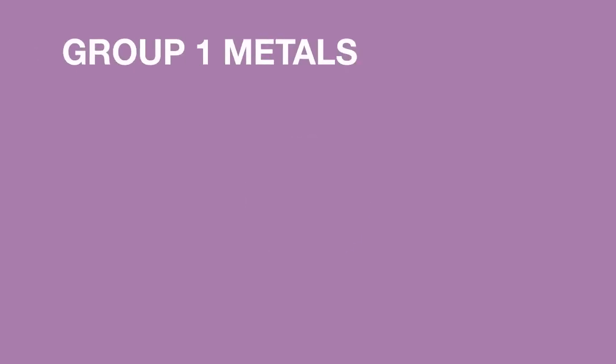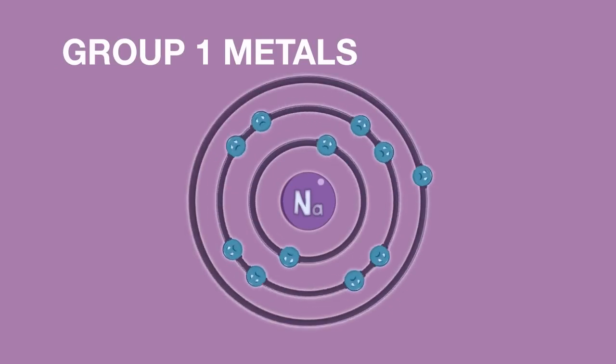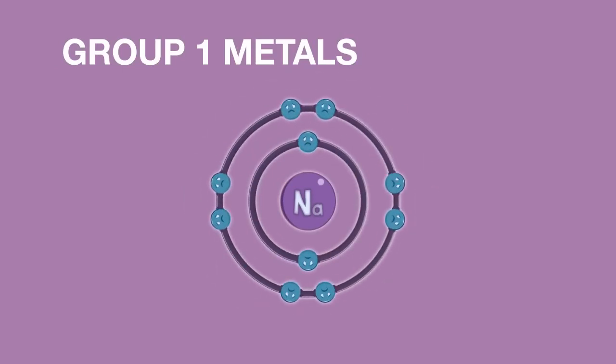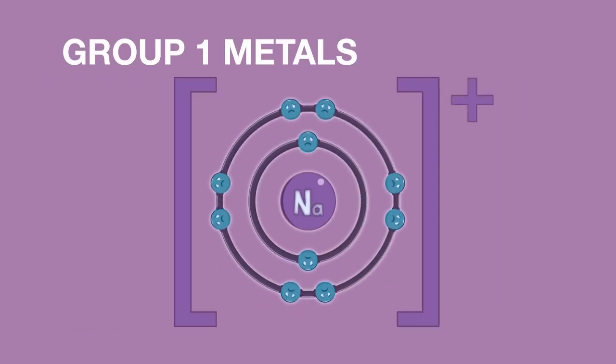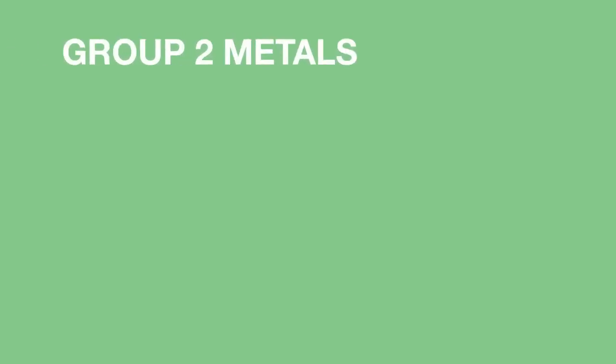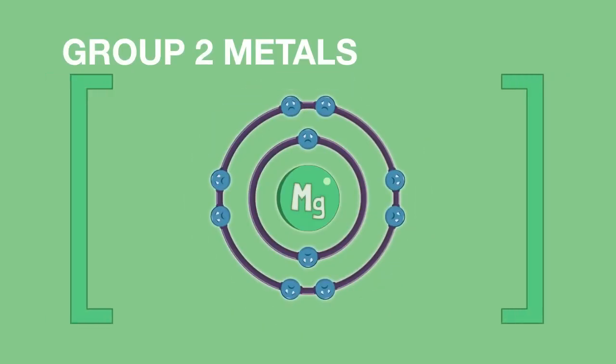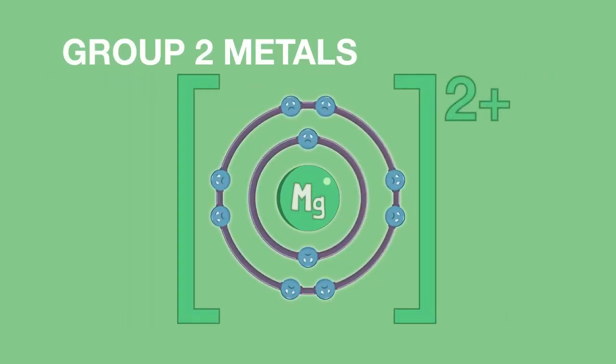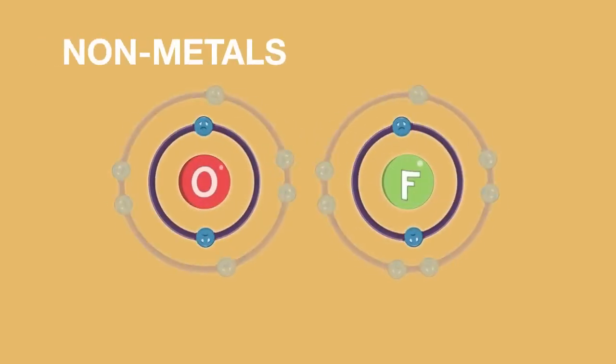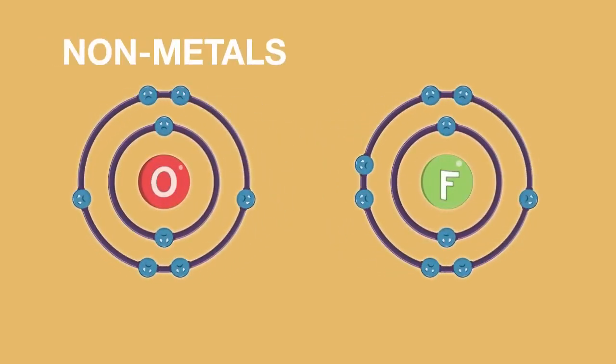Group 1 metals, such as sodium, have 1 valence electron, and they lose this electron to form ions with a +1 charge. Group 2 metals, such as magnesium, have 2 valence electrons, and they lose these electrons to form ions with a 2+ charge. Oxygen and fluorine are both nonmetals.